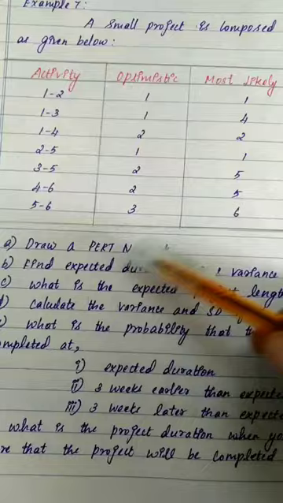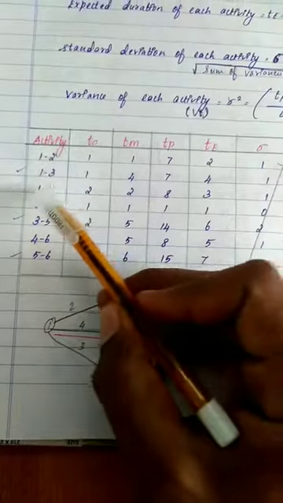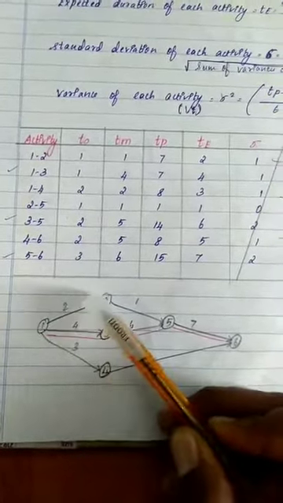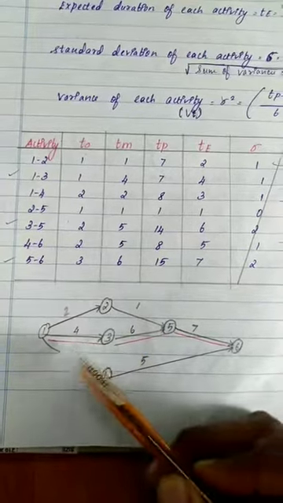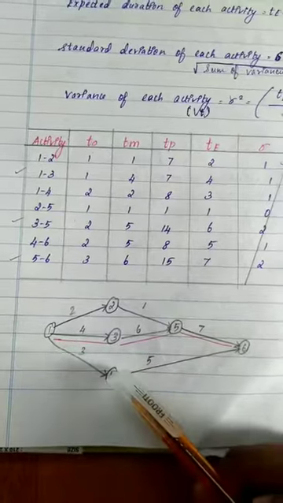That is the first statement here. We need to draw a network. You people know how to draw a network. So 1 to 2, 1 to 3, 1 to 4. From the single event, event 1, the 3 activities need to start. That is 1 to 2, 1 to 3 and 1 to 4.